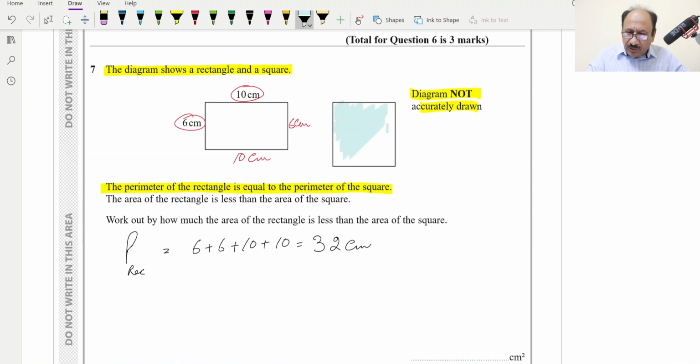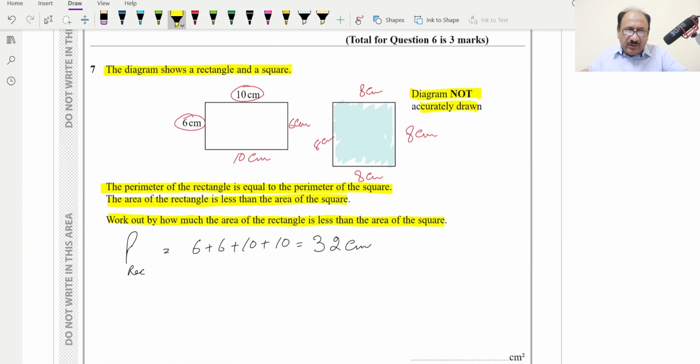And this square is also having the same perimeter. So what we will do, we will divide this 32 into 4 portions. We'll get each portion, so each portion is 8, so 8 centimeters this side, 8 centimeters this side, 8 centimeters this side, and this one is also 8 centimeters. Now the next part of the question: the area of the rectangle is less than the area of the square. Work out by how much the area of the rectangle is less than the area of the square.